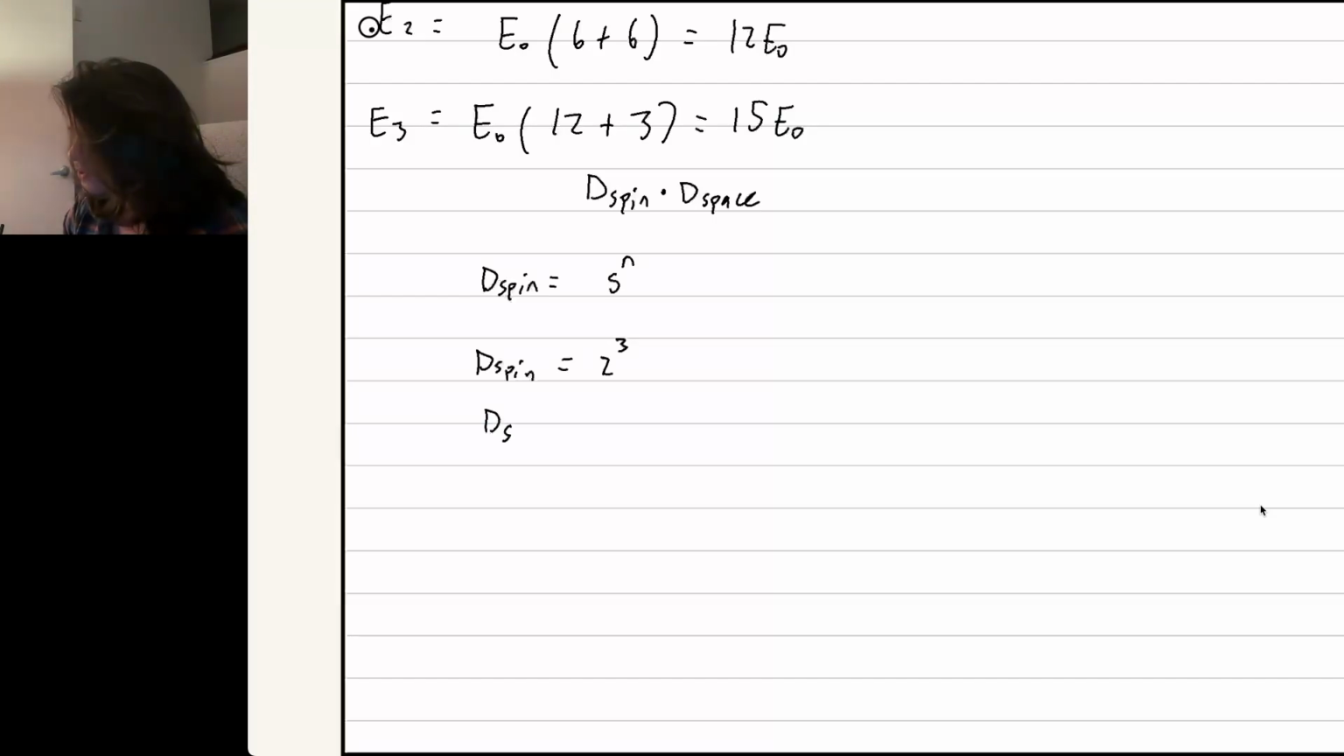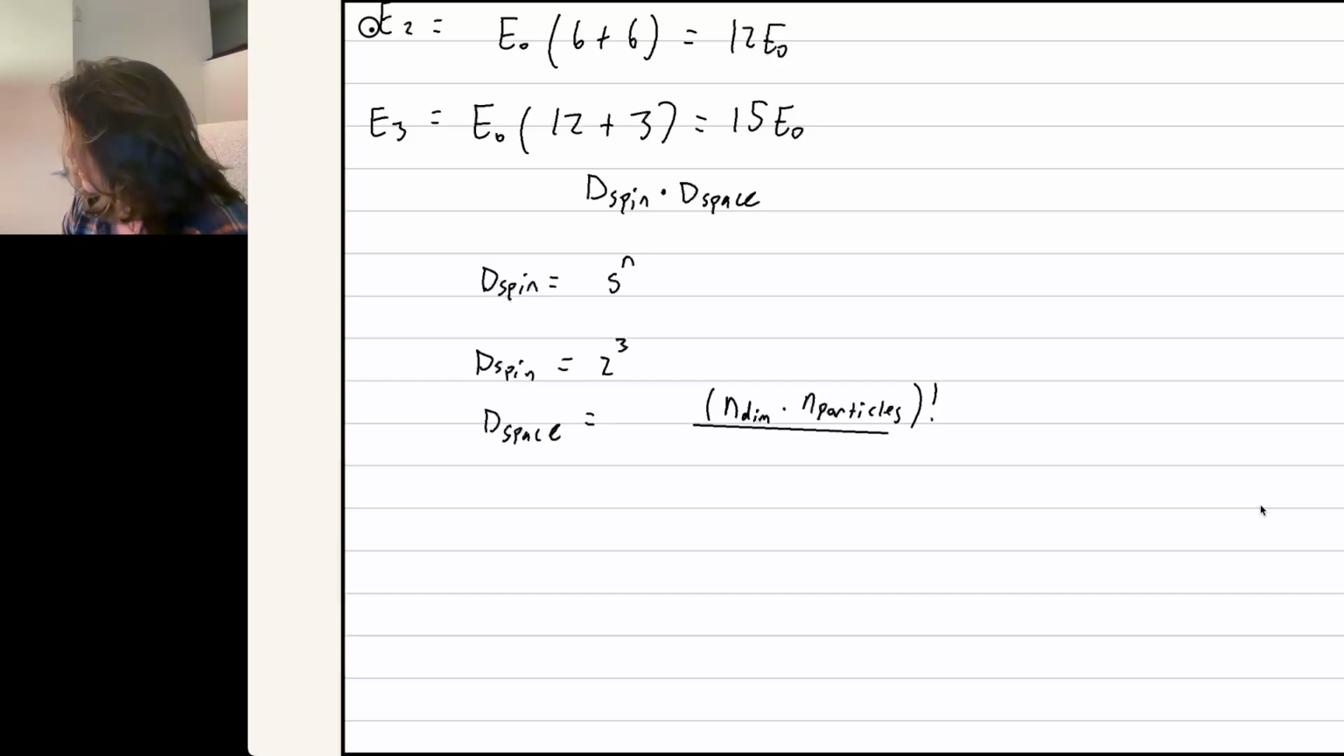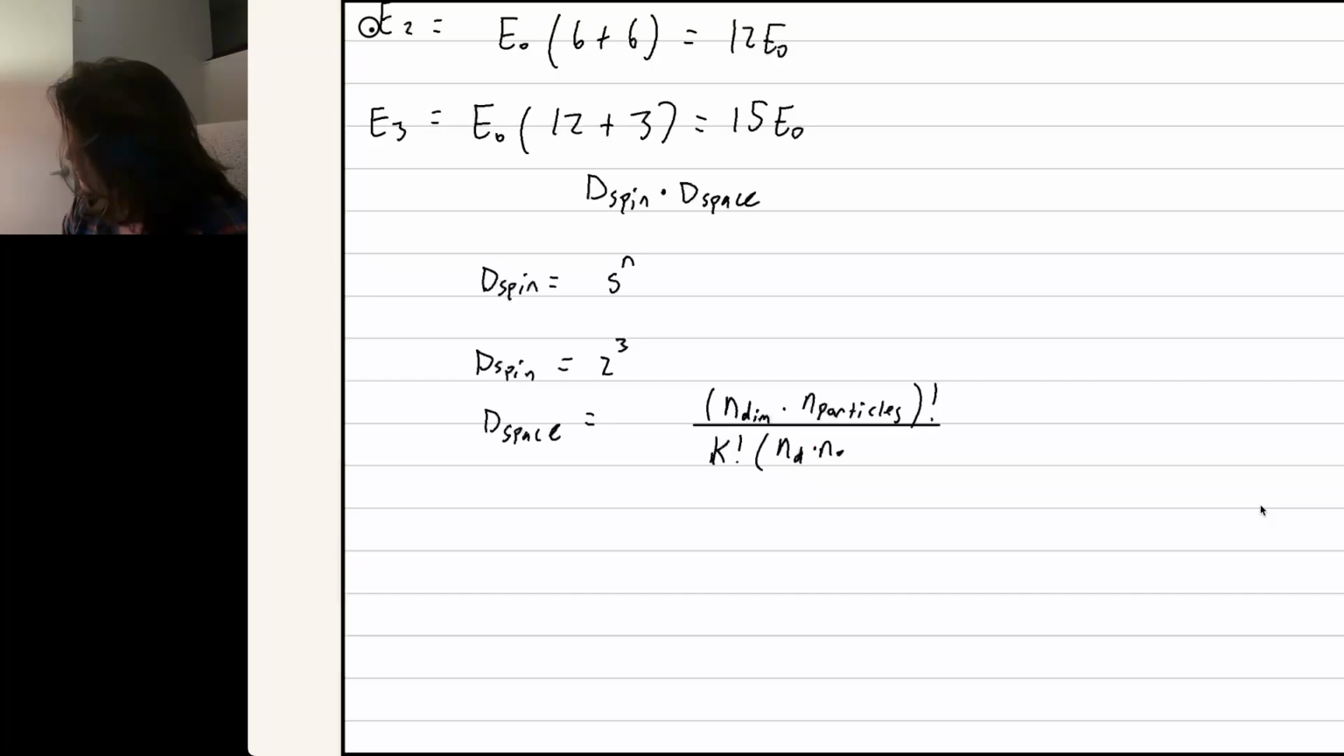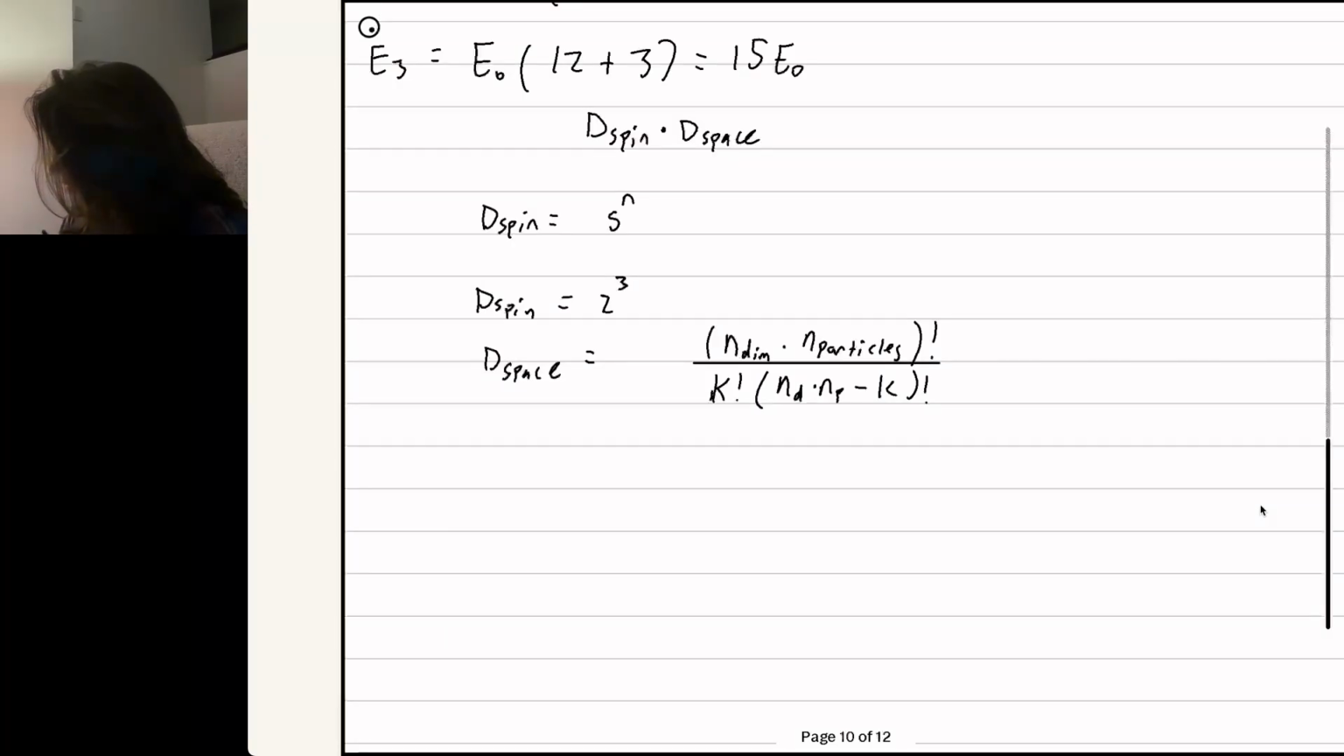Where the spatial degeneracy is always equal to the number of dimensions that you have multiplied by the number of particles you have, factorial, divided by energy state k times the same stuff up top minus k factorial. Putting all this in, you can get the degeneracy for each energy level.